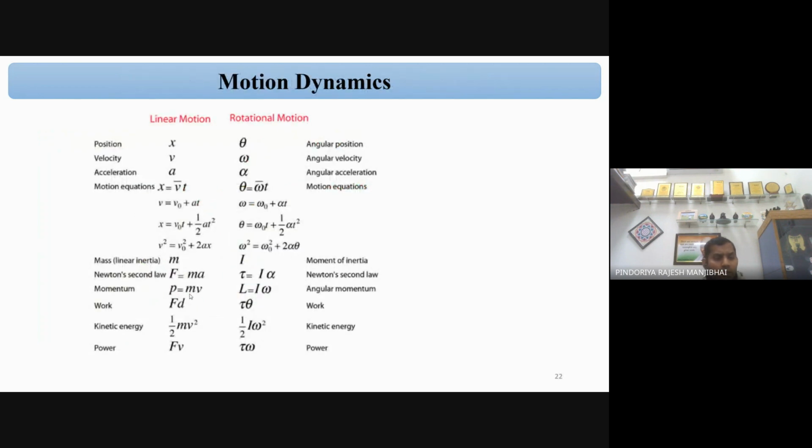So this is the last topic, then I will stop the class. There is motion dynamics. How can we define the motion dynamics? We can say there is linear motion, and another one is rotational motion.